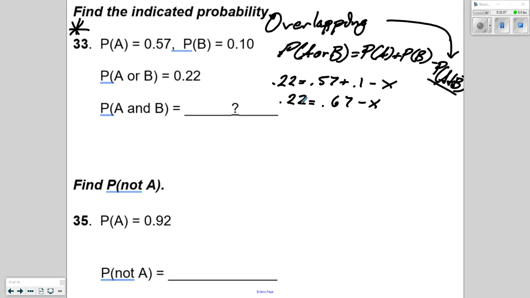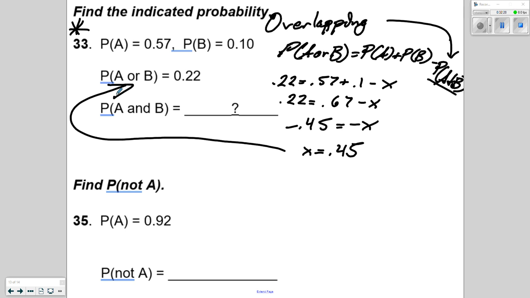X. So subtract 0.67 here, we get negative 0.45, but that equals negative X. So we're going to divide by negative 1, and we get X equals 0.45. So the probability of A and B occurring in this case is 0.45. And that's why I said it's not a realistic example, because this probability is greater than that probability, which doesn't make any sense in terms of the context of a problem.